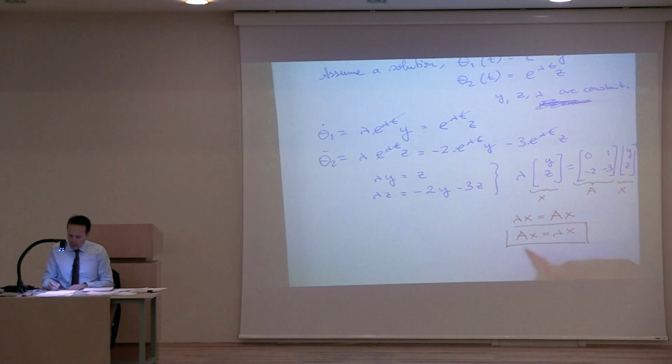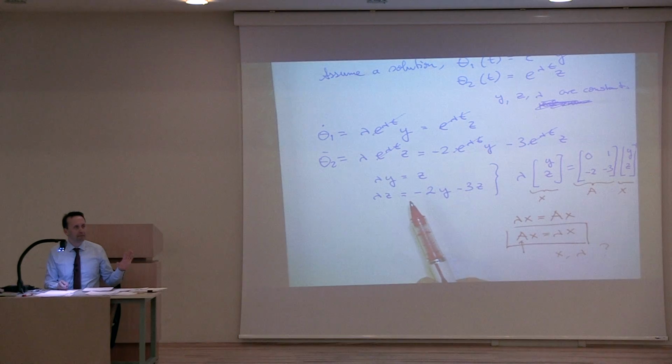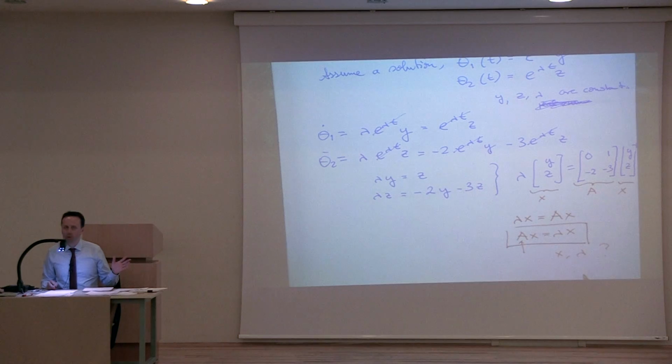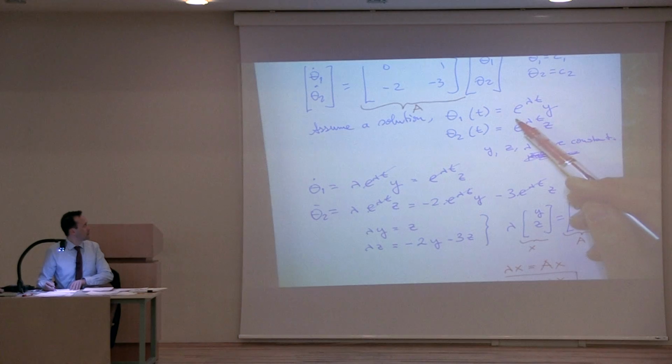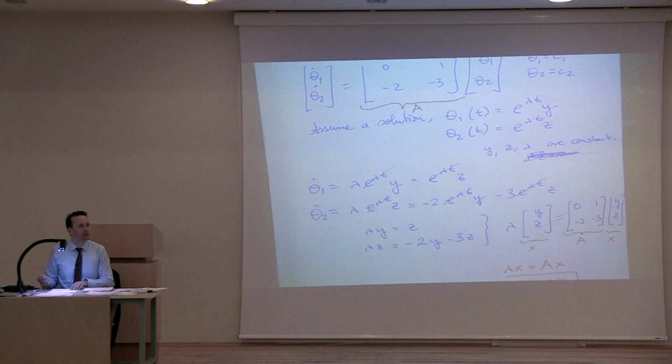Is there a solution? If I give you A, can you find x and lambda? Yes, it's the eigenvalue problem. So a minute ago we said we had 2 equations and 3 unknowns, but we cannot find a solution. Now when I write it like this, it looks like we can find a solution. If I find lambda, if I find y and z, I have a solution for my problem, isn't it?